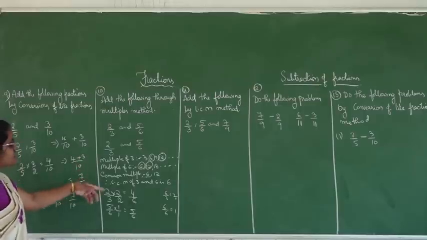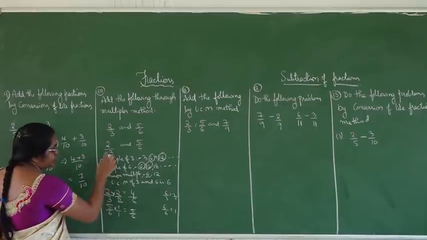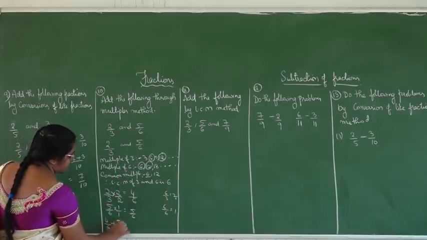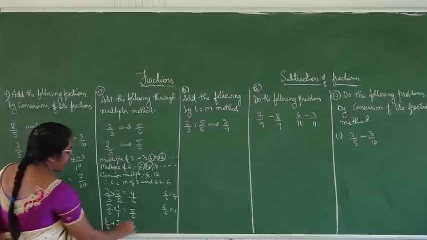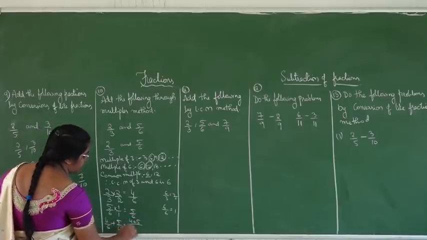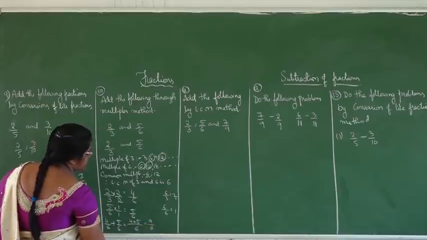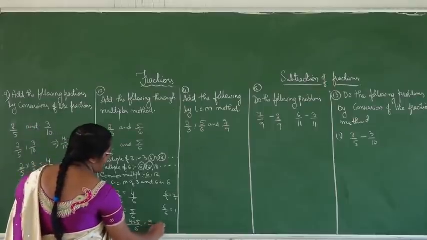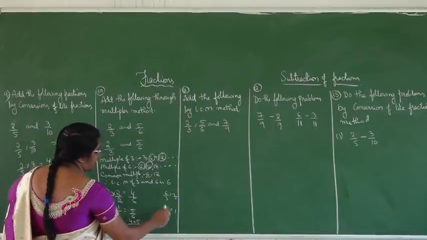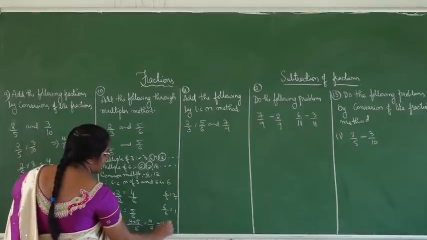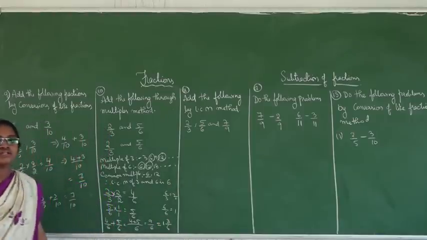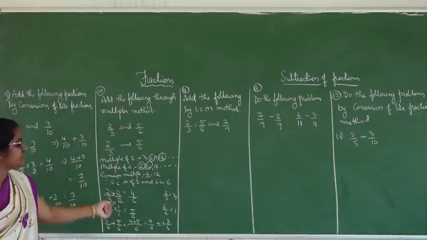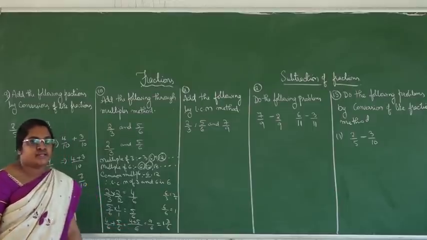Now you have to add these two fractions. Instead of 2 by 3, we write 4 by 6 plus 5 by 6. Since the denominators are the same, we can add the numerators directly. That is 4 plus 5 by 6, which is 9 by 6. 9 by 6 is an improper fraction, so we convert the improper fraction into a mixed fraction. That is 6 ones are 6 and we have 3 left, that is 1 3 by 6. So the addition of 2 by 3 plus 5 by 6 is equal to 1 3 by 6.